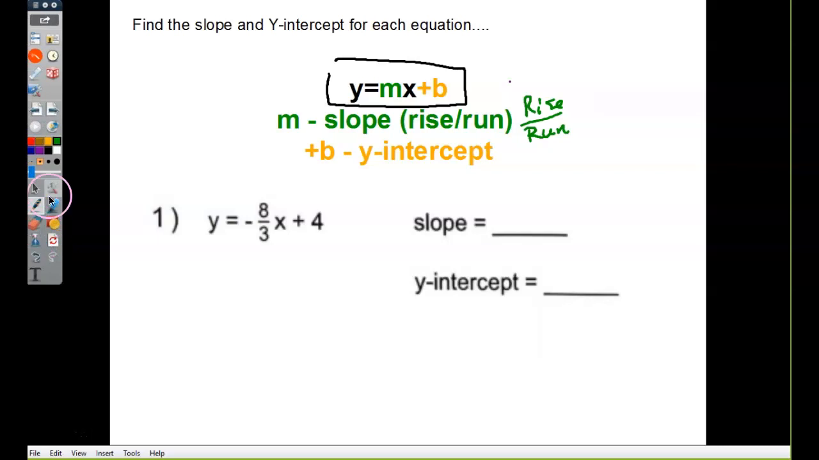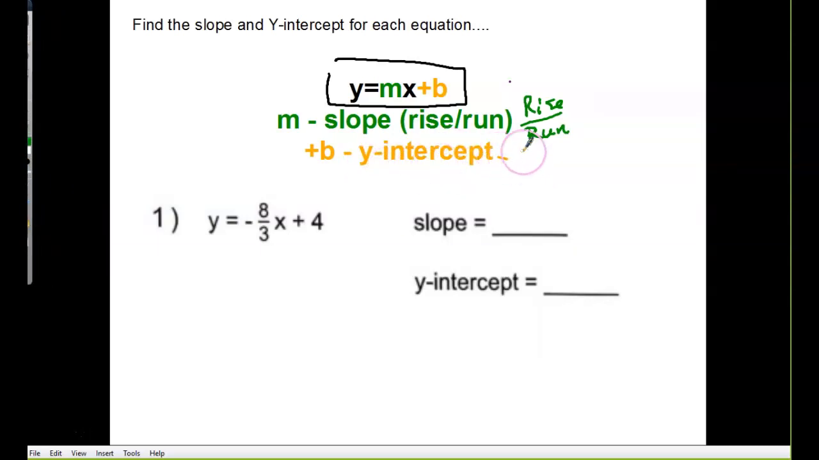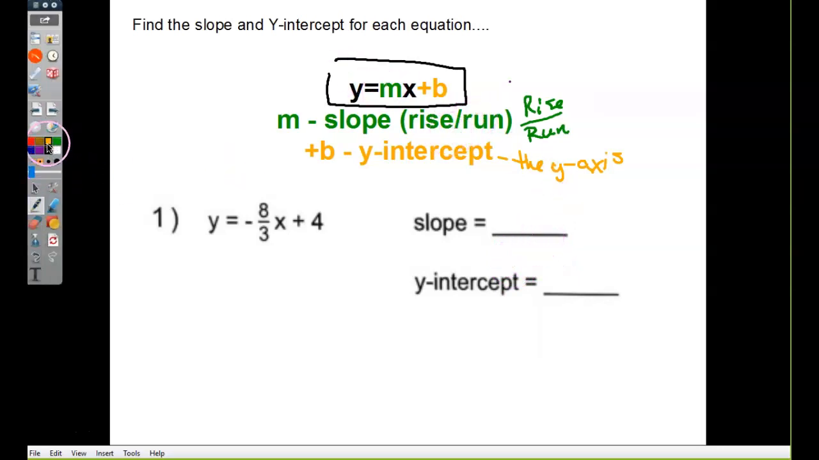And then b is going to be the y-intercept, or where it intercepts the y-axis. And we'll talk about that a little bit more specifically whenever we get to graphing. But for right now, we just want to recognize. So first thing I always look for, and the easiest thing to look for, is the b part of this. So the b, or the y-intercept, for this first equation is right here as plus 4.